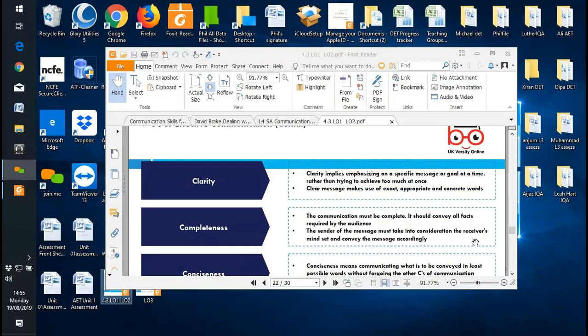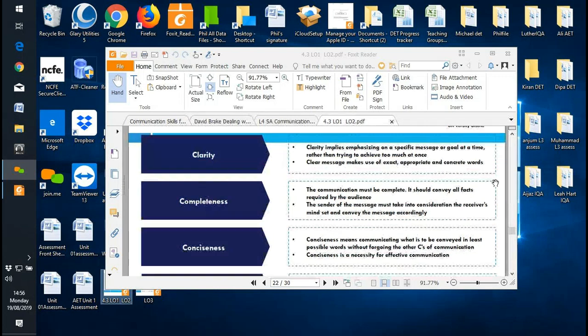So clarity implies emphasising a specific message or goal at a time, rather than trying to achieve too much at once. It's like the old adage on PowerPoints. You should have so many words per line and so many lines per page or per slide, otherwise you confuse the audience. That used to be the case, but not today, when people are more used to using that method or mode of communication. A clear message makes use of exact, appropriate and concrete words.